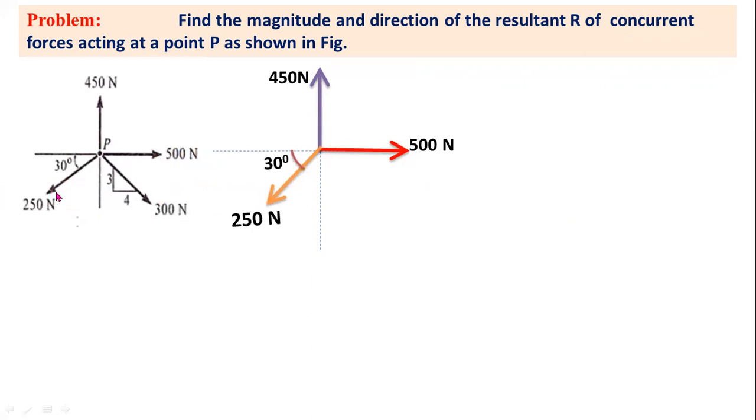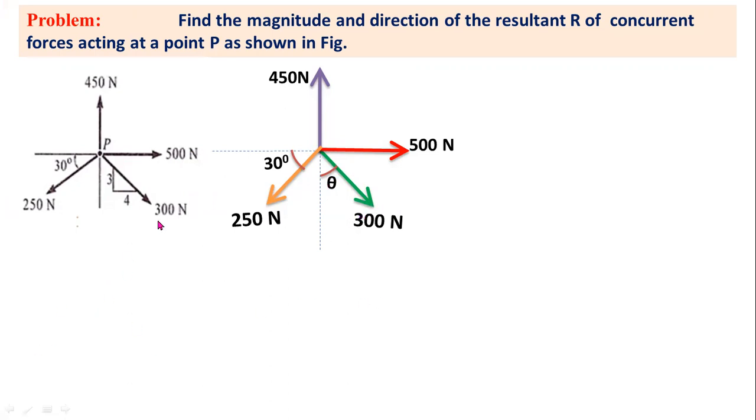So here the given force 250 newtons makes an angle of 30 degrees with respect to the x axis. Now you have to determine the angle. Here we don't know the angle for the 300 newtons force. So first of all, you have to find the angle with respect to the y axis. Here theta is the angle between the y axis and the 300 newtons force.